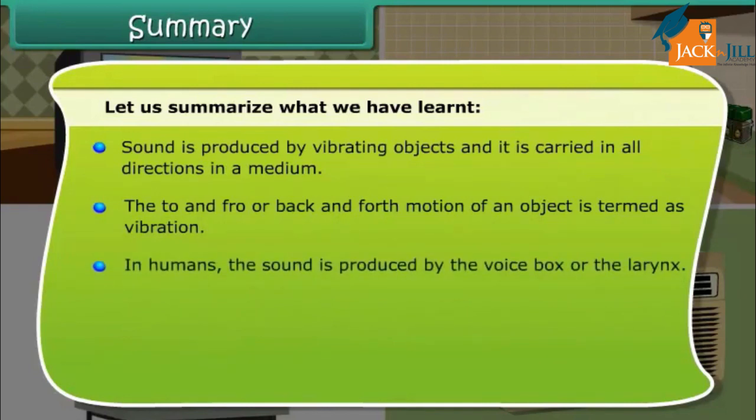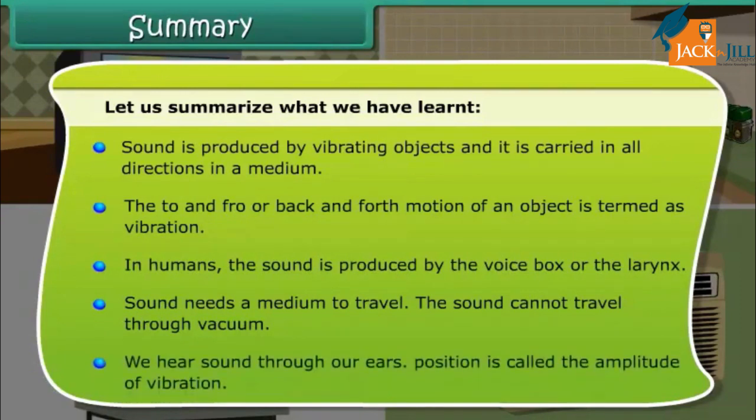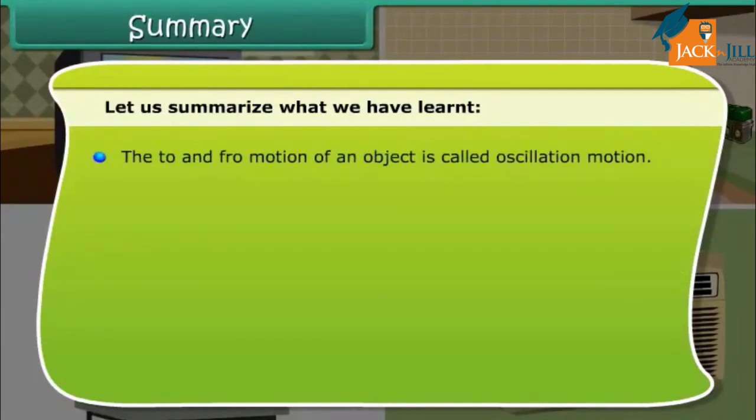In humans, the sound is produced by the voice box or the larynx. Sound needs a medium to travel. The sound cannot travel through vacuum. We hear sound through our ears. The maximum displacement from the mean position is called the amplitude of vibration. The to and fro motion of an object is called oscillatory motion.